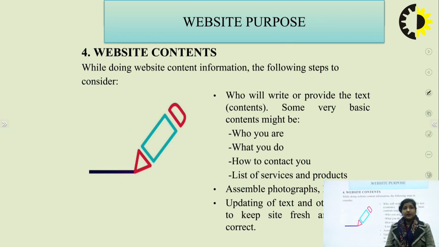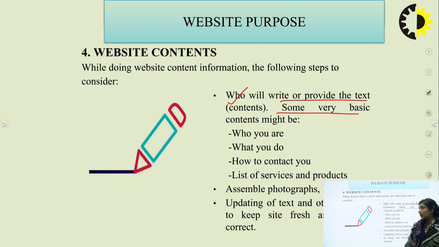Next is the website content. Website content means all the information that will be visible in the website. Who will write and provide the text? Say there is a news website. We need to identify who is going to write the content on that particular website, whether the developer or the administrator is going to write the content. We can also give some login rights to the news reporters as well. So who is going to authenticate that information and who is going to provide all that information over the website? This is required: who will write the content.